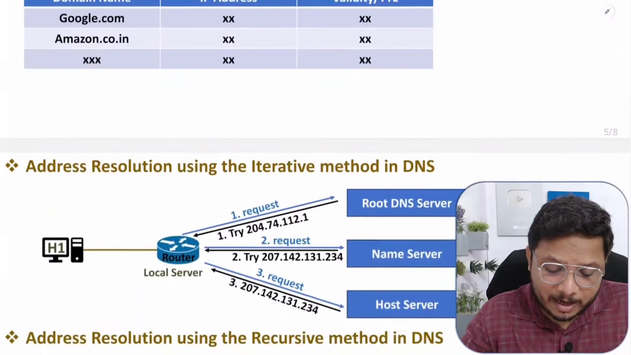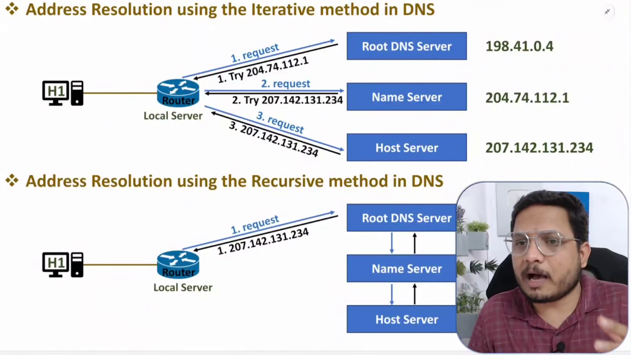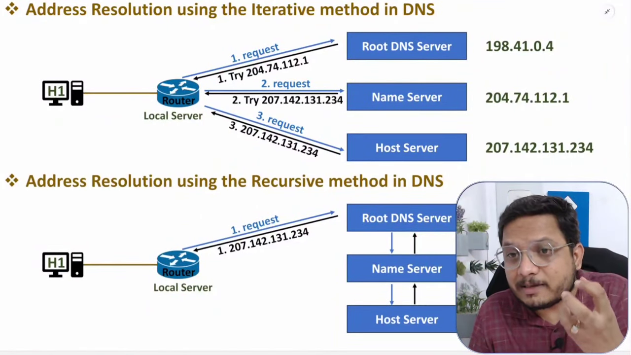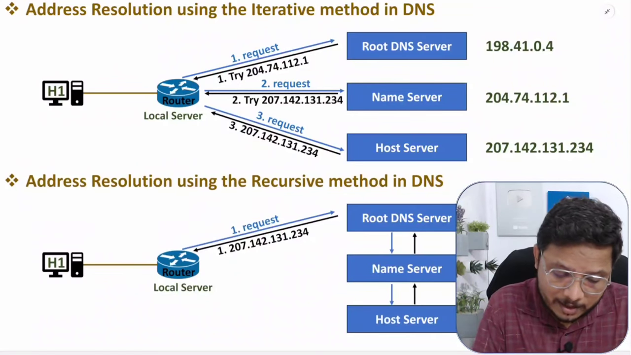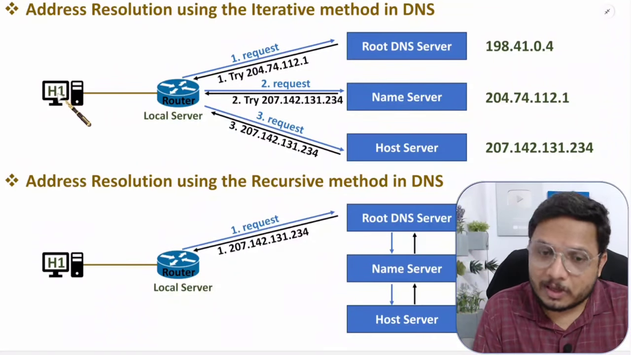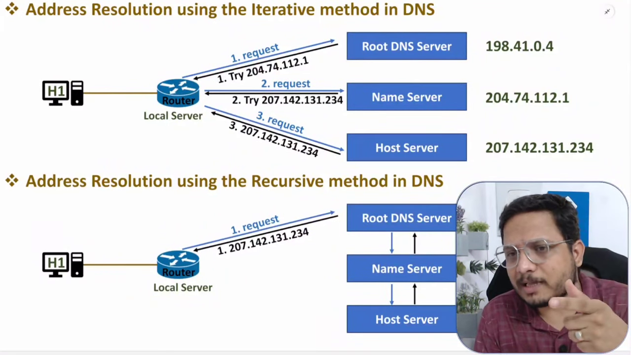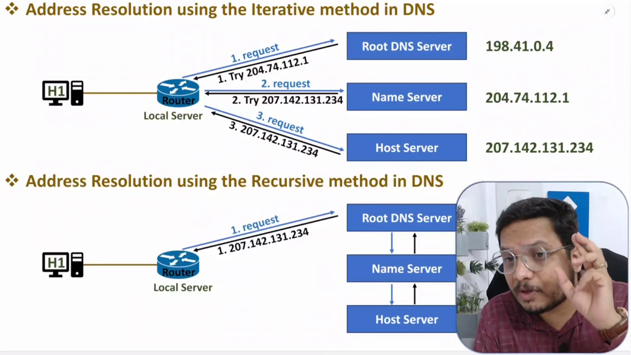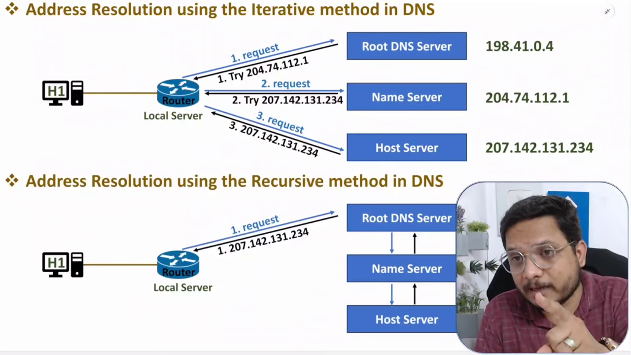Now, a very interesting part that I'm going to explain is address resolution, meaning how a computer gets an IP address with the use of DNS. You see, here is one computer that I have shown. Now, this computer is requesting, let us say, any website, right? So obviously, to access a website with the use of DNS, first what we will be taking? The IP address of that website, right?